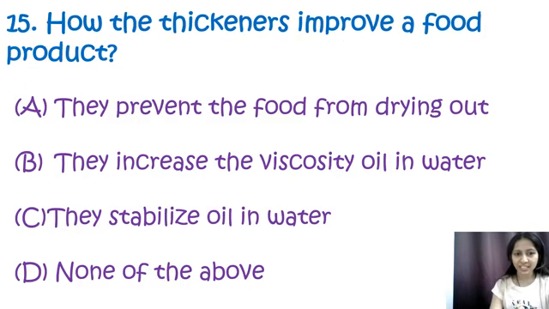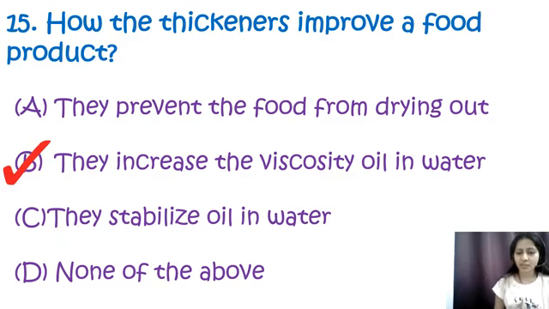Question number 15. How do thickeners improve a food product? Options are they prevent the food from drying out, they increase the viscosity of oil in water, they stabilize oil in water, and D, none of the above. My correct option is B, that is they increase the viscosity of oil in water. We know that food thickeners work by increasing the viscosity of a liquid, which makes it thicker and resistant to flow.